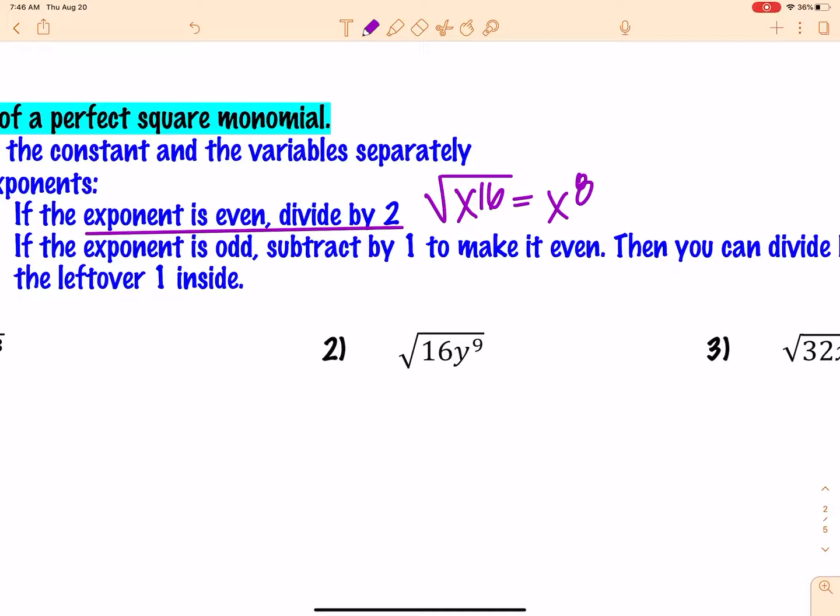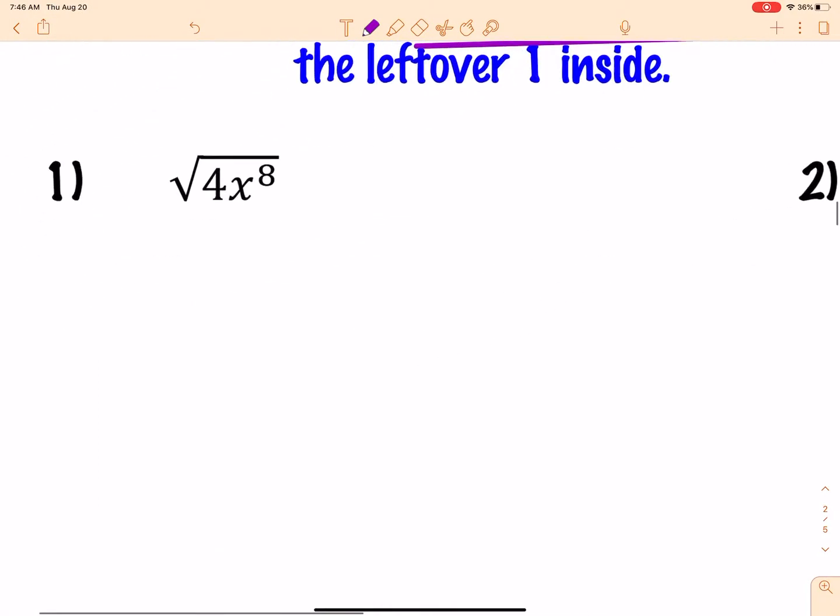The issue is if your exponent is odd. We can't divide an odd number by 2 because we're going to get a fraction, and that's not something we're going to be doing in this class. So what you want to do is just make that odd number into an even number. So I'll show you when we're doing this problem. It's probably easier for me to do it than to explain it.